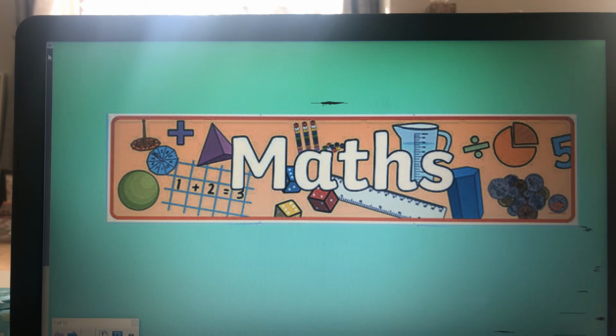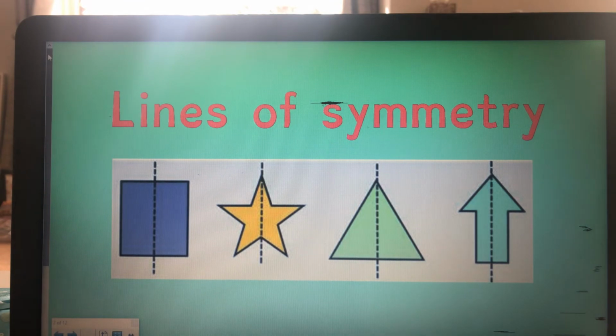So this week in maths we have been looking at properties of shape in geometry. We're going to carry on that today. That's the focus for this week. And today we're going to look at lines of symmetry.